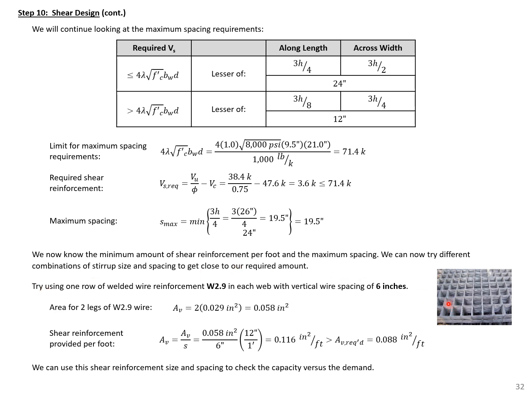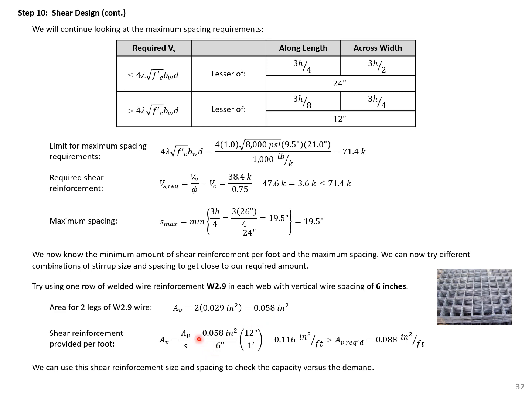So here's a picture of the welded wire mesh, and we're going to try using welded wire reinforcement with W2.9 in each web, and this has a vertical wire spacing of 6 inches. So we have one layer in each web, so we can take 2 times the area of each wire to get the total area here, 0.058 square inches.